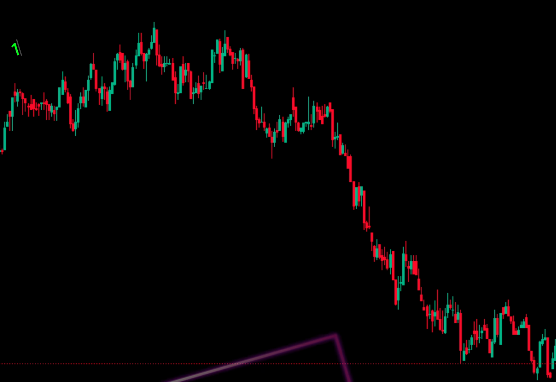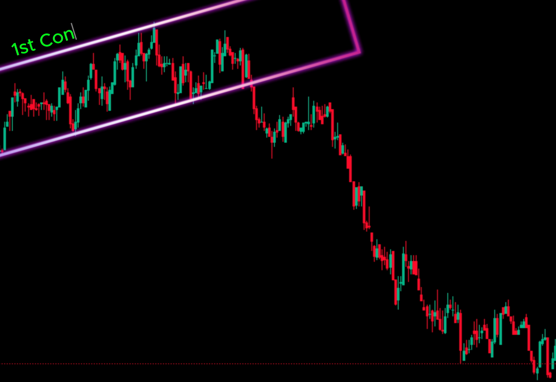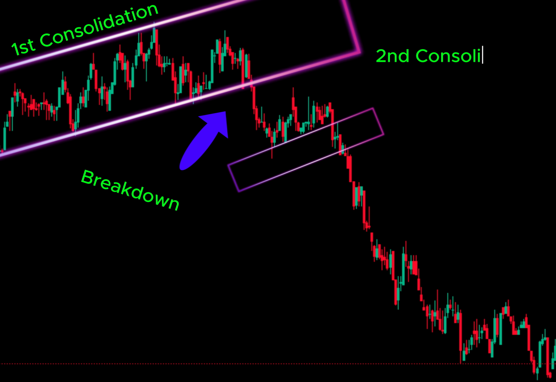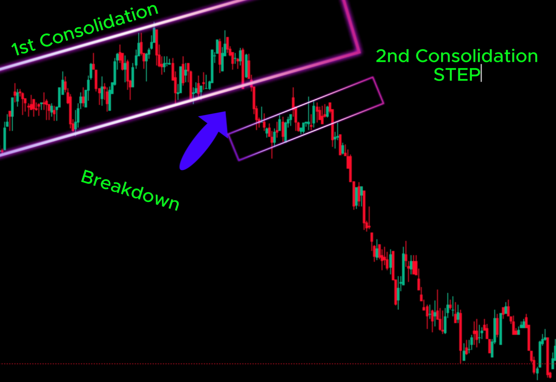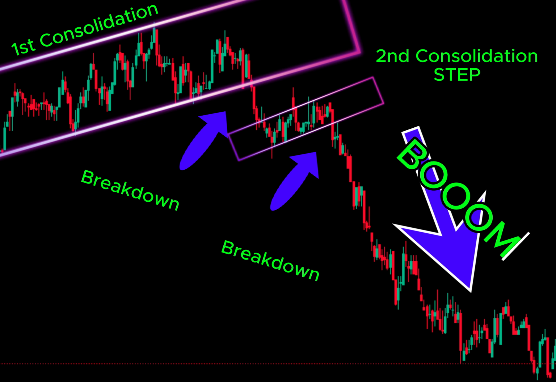First up, we have a consolidation phase. As you can see, this is the consolidation phase. Then there has to be a breakout or a breakdown of the consolidation phase. Soon after, we need the market to enter into a second consolidation phase, which is what I call a step, and once we have a breakout or breakdown of this second consolidation phase, the market goes boom in our direction. Hence, I have named the pattern the step and boom pattern.